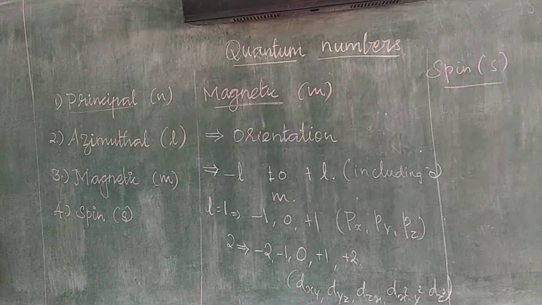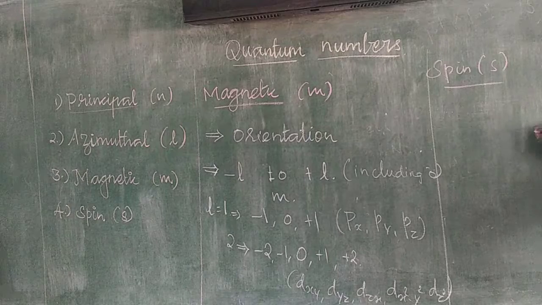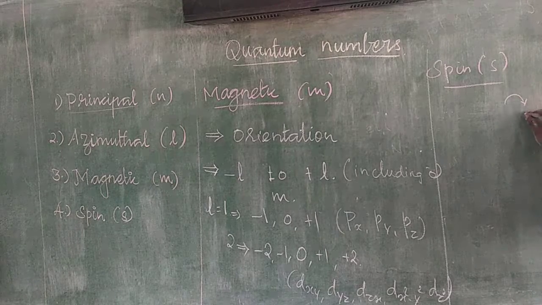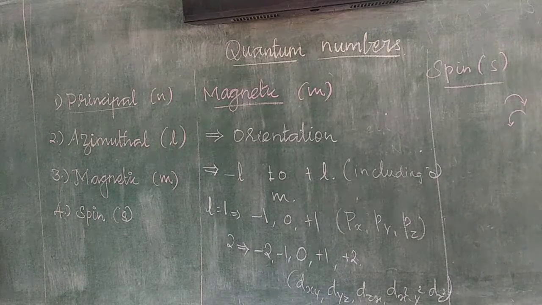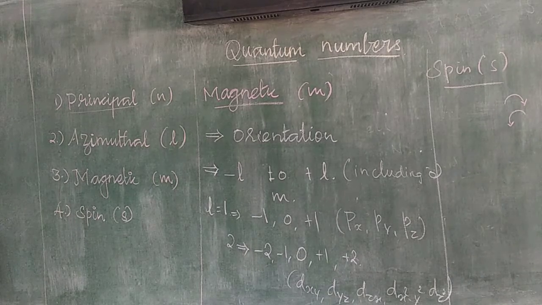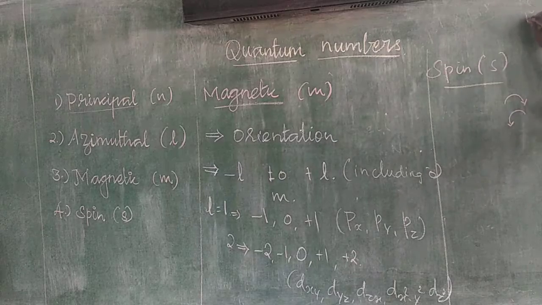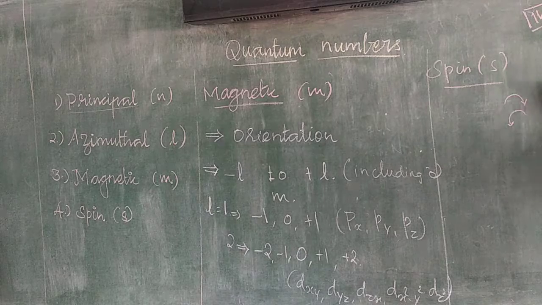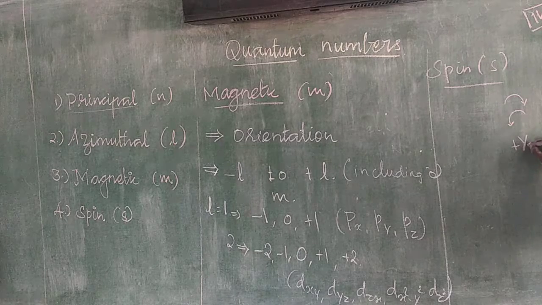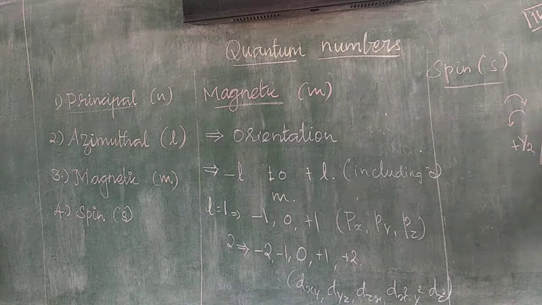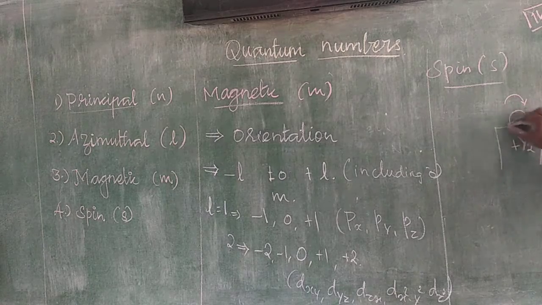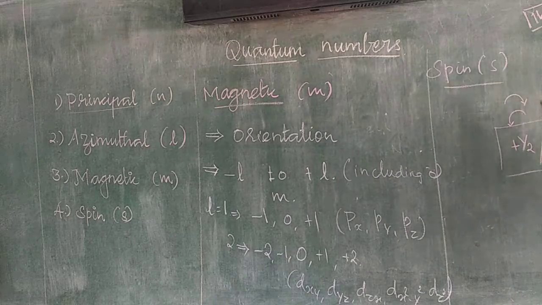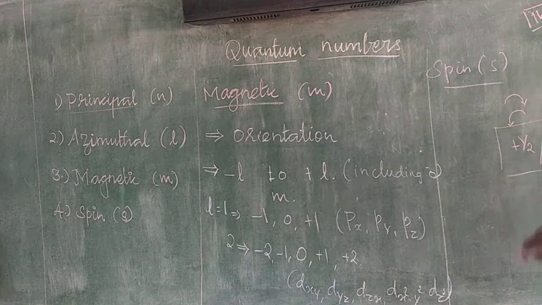That we know. So, the spin quantum number. The spin of an electron may be either in the clockwise direction or in the anti-clockwise direction. So based on that, in a subshell, two electrons will be there. The spin of one electron will be plus half, whereas the spin of the other electron will be minus half. One electron will be rotating clockwise, whereas the other will be rotating anti-clockwise.